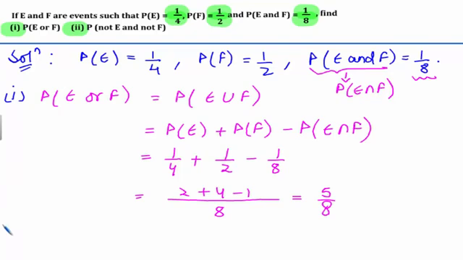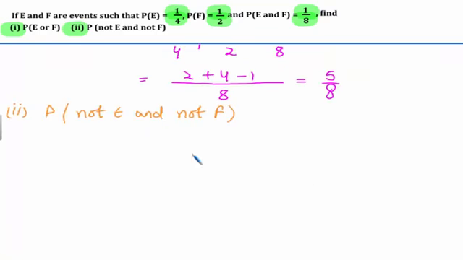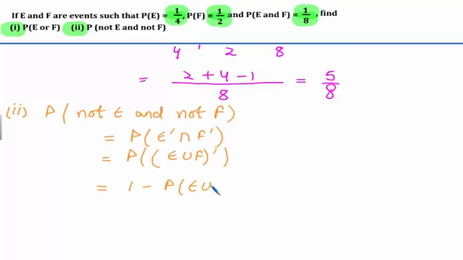Now let us find the probability of not E and not F. So this is equal to probability of not E intersection not F, which can further be written as probability of E union F complement, that is P not E union F, and by De Morgan's law this can be written as 1 minus probability of E union F.